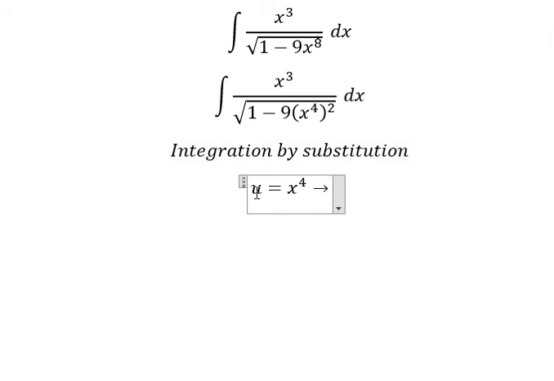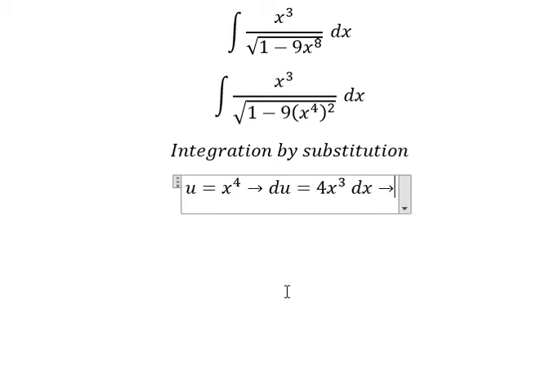Later we need to take the first derivative of both sides, and you get 4s to the power of 3 ds. Next, because we don't have the number 4, we need to divide both sides by 4.